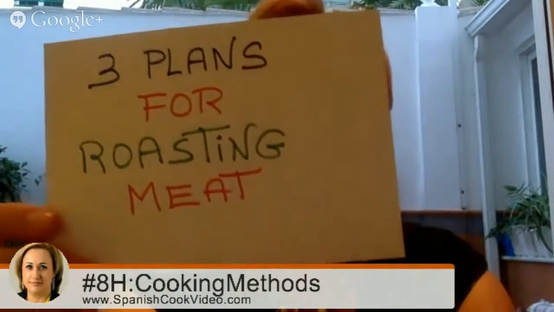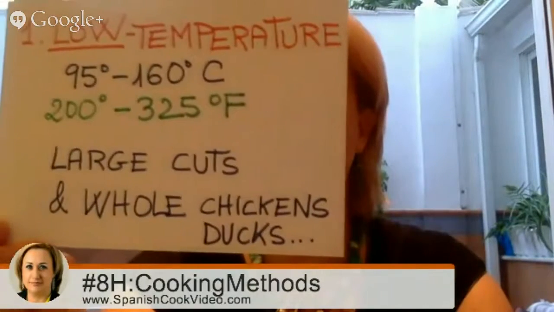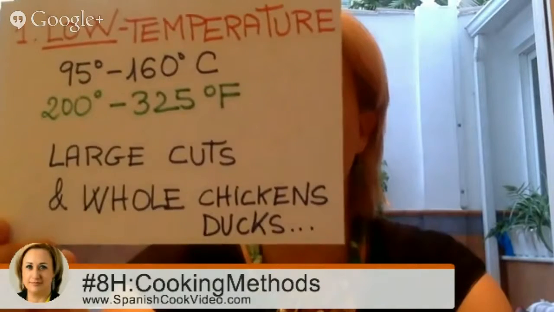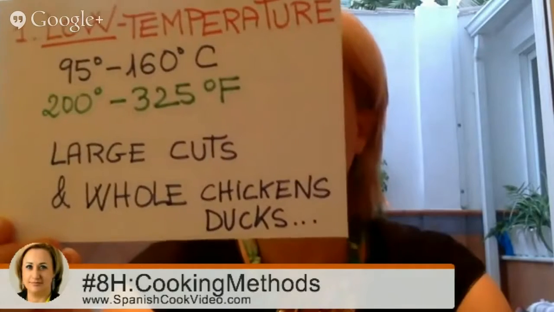Let's see them. We can cook at a low temperature, between 95 and 160 centigrade, or in Fahrenheit between 200 and 325 Fahrenheit. This low temperature is best for cooking large cuts of meat and whole chickens. The benefits: less moisture is lost, and it is a more tender product. Collagen that makes meat tough is dissolved in slow cooking.